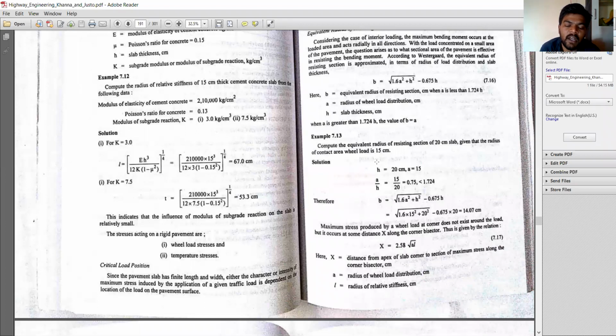Actually, if it is greater, we would have taken A value as 15. But to get the accurate value, the exact value is 14.07 centimeter. As per this, you may take 15 centimeter, but going with the accurate value calculated by formula, we are getting 14.07 centimeter as radius of resisting section. It means up to 14 centimeter radial distance from the application of load, the load resisting section is considered. Okay, are you clear with this?